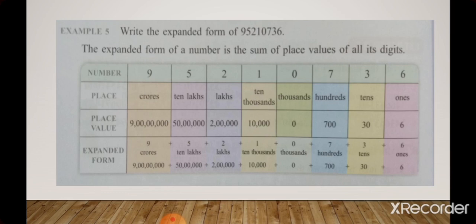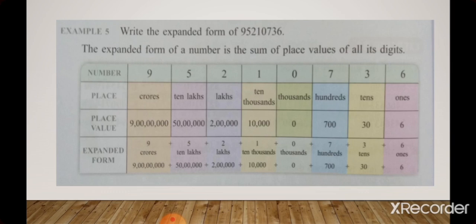So you start from right to left. So at the right side we have the first digit 6. So 6 in ones place, 3 in tens place, 7 in hundreds place, 0 in thousands, 1 in 10,000s place, 2 in lakhs place, 5 in 10 lakhs place, 9 in crores place. After writing the places, you should write the place values. So place values. 6 ones means only 6 is there. So 6 only. 3 tens means 30.